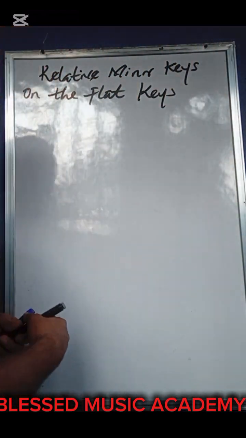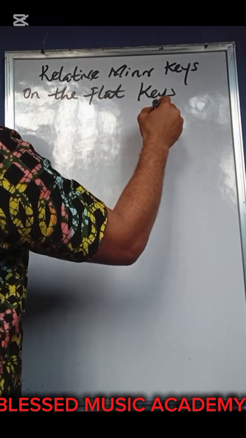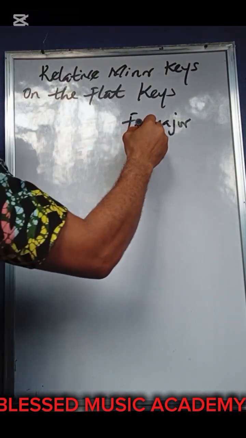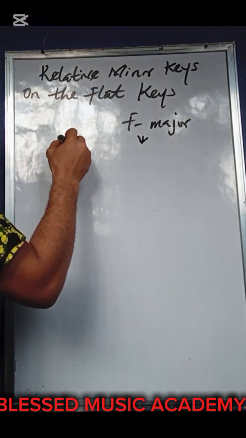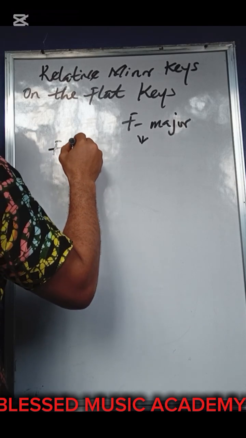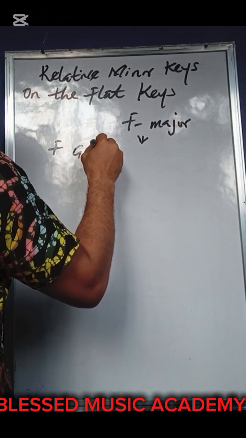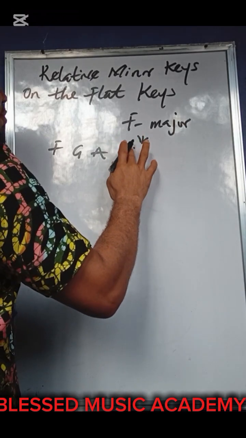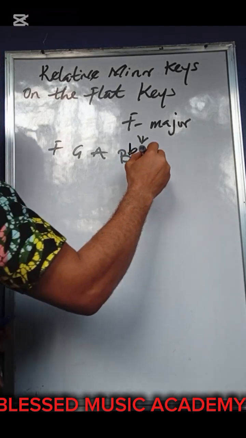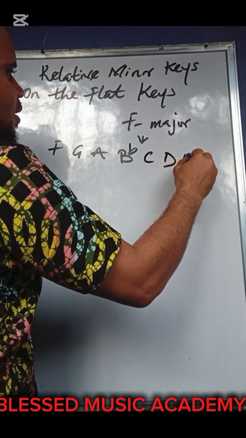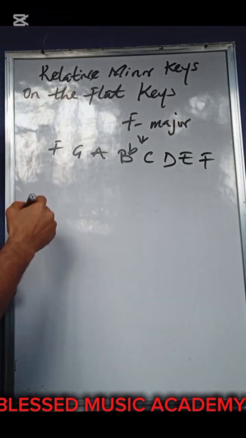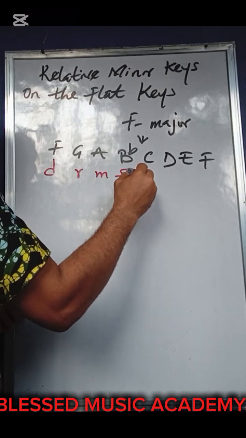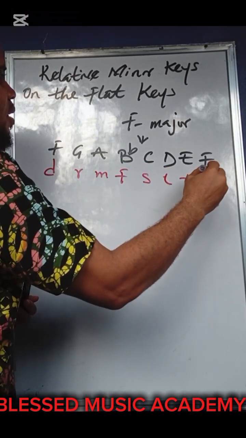All right, so we're going to begin with F major. F major is the same thing as F, G, A, B flat, C, D, E, and F. This is the same thing as do, re, mi, fa, sol, la, ti, do.